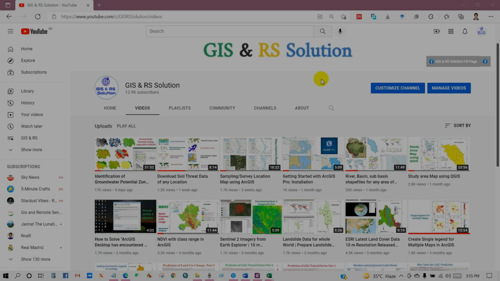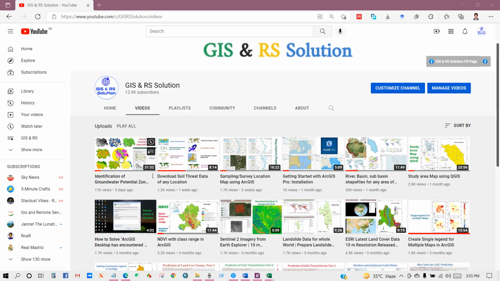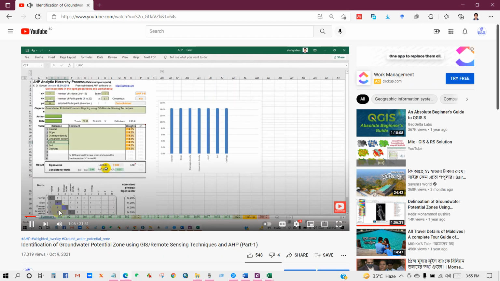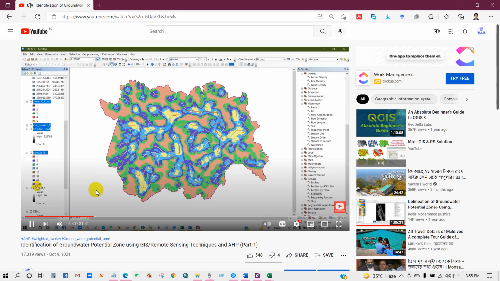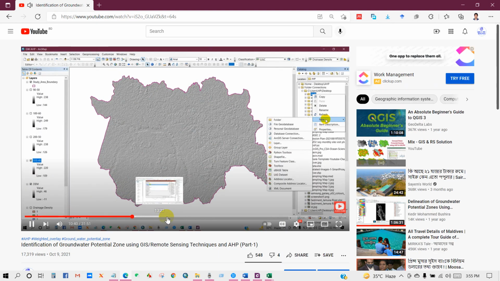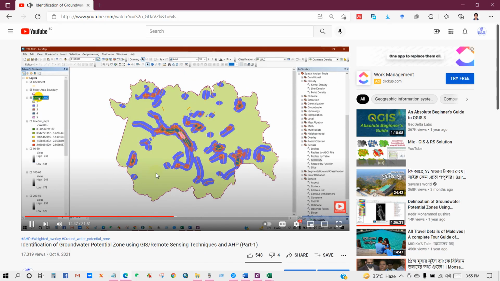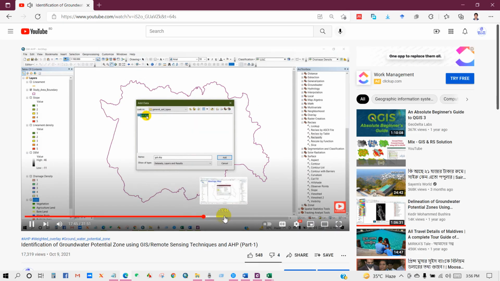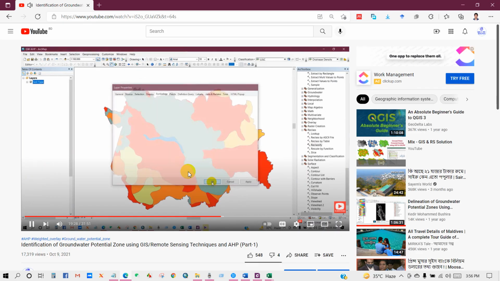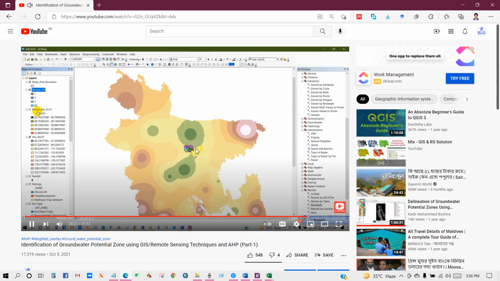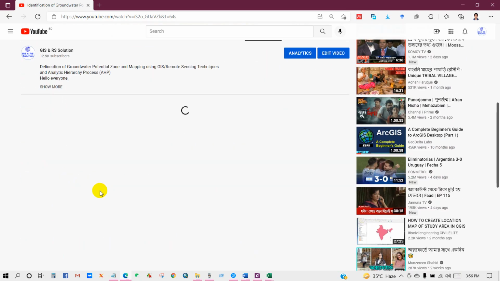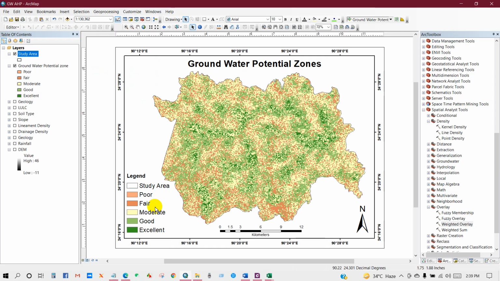Today is the second and final part of the identification of groundwater potential zones using GIS and RS and AHP techniques. In the first video, I explained how to prepare factors or variables and reclassify thematic maps for the groundwater potential zones. I have posted the link of the first part below in the description section. Anyway, today I am going to show you how you can perform weighted overlay pairwise comparison matrix using an Excel sheet that will give you the output automatically. So let's start.